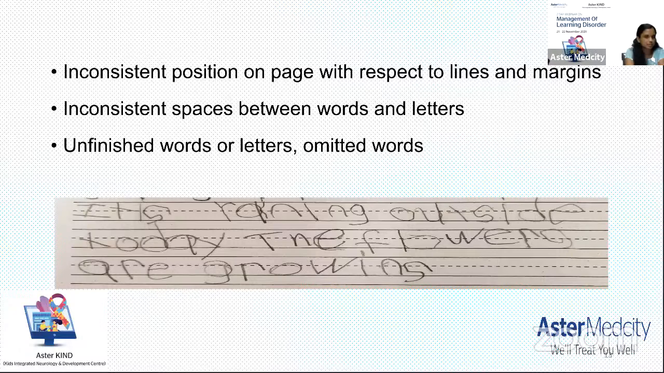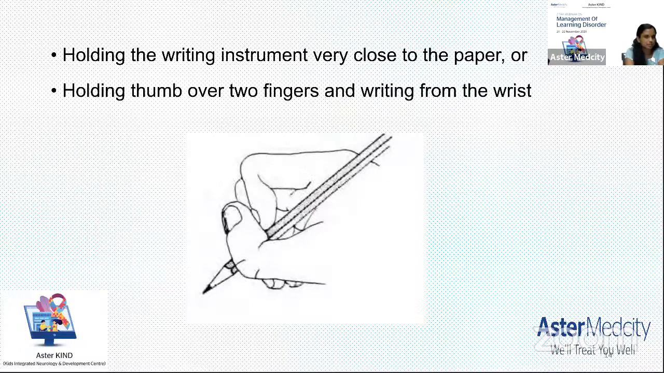Their written work may look like unfinished words, or they may omit some letters or some words. Coming to the motor part, that is how to hold a pen or pencil: holding the writing instrument very close to the paper, or holding the thumb over two fingers, and the child may write from the wrist. This makes their written work illegible.